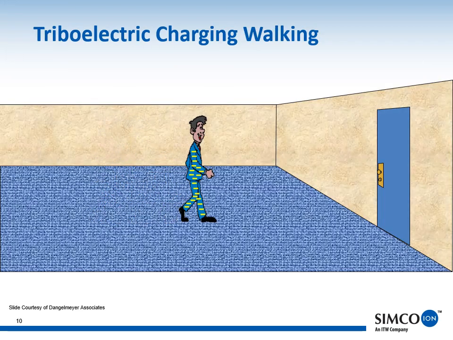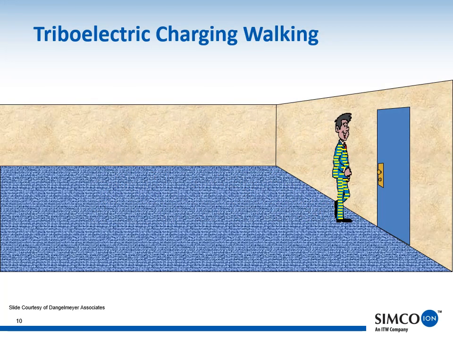This slide shows Bob walking across the carpeted floor, charging with each step. Then, when he touches the doorknob, the charge on him is shared with the doorknob in a sometimes painful interaction, an electrostatic discharge, also known as ESD.